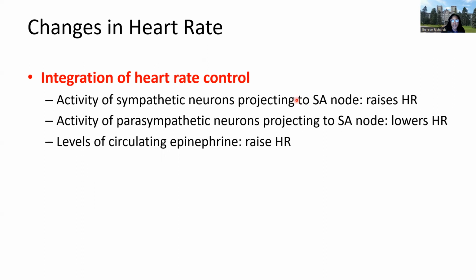And so just to point out here that this is an integration. Both these divisions are projecting onto the heart rate. SA node is trying to speed it up. Sympathetic nervous system is trying to speed it up. Parasympathetic nervous system is trying to slow it down. And then we also have various levels of hormones that are circulating in the blood that would also be working to raise the heart rate as well. So there are several different components that are acting on the heart rate, and it really just depends on which of them have the predominant influence that would determine which direction the heart rate is changing.